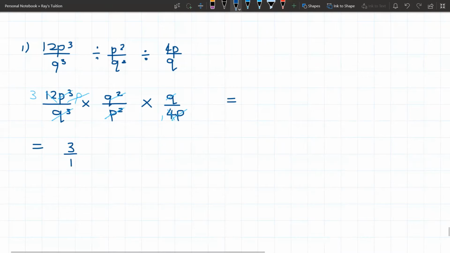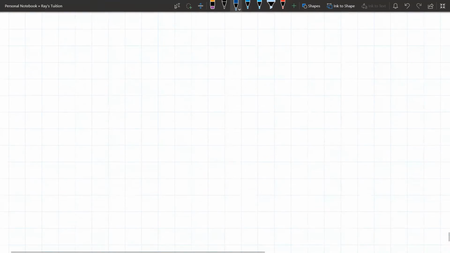Maybe another way that you could do it, if you're not comfortable with the cancelling out and feeling a bit confused, is to first multiply across the numerators. So 12p cubed times q squared times q, which is 12p cubed q cubed, over, in the denominator, we have q cubed times p times 4p, which is 4p cubed q cubed. And then this here you can simplify. The q's cancel, the p's cancel, and 12 divided by 4 is 3. Any way you feel most comfortable doing those questions.